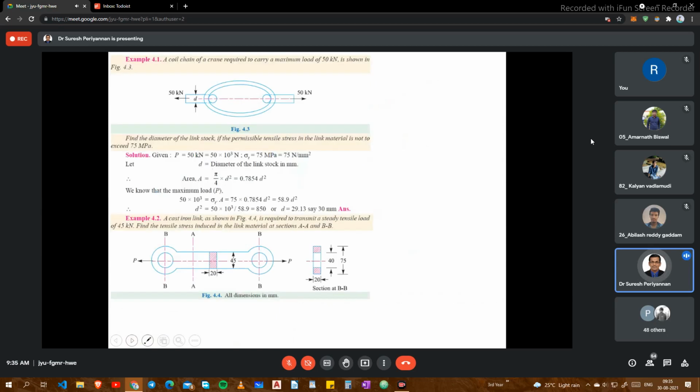In the next class we are going to discuss the problems, and we are going to enter into more detailed information about the design of components with respect to static loads and the different stresses. Whatever we discussed will be useful while we discuss the problems.